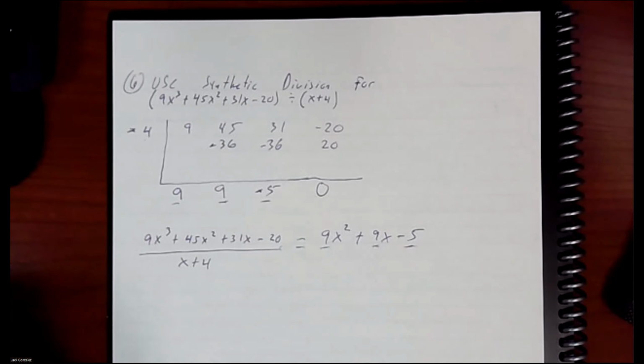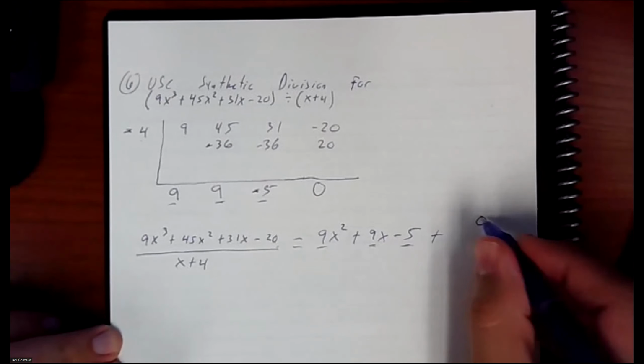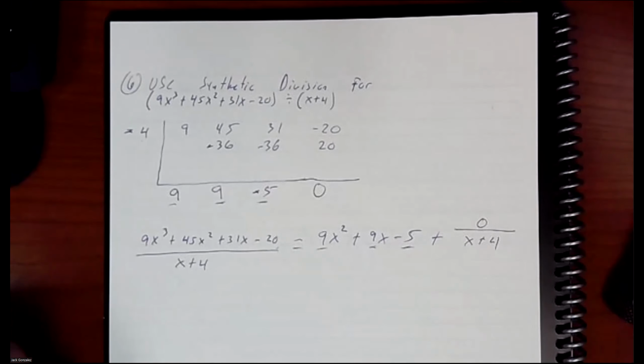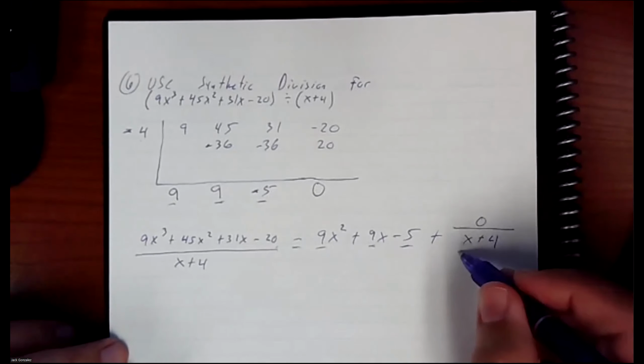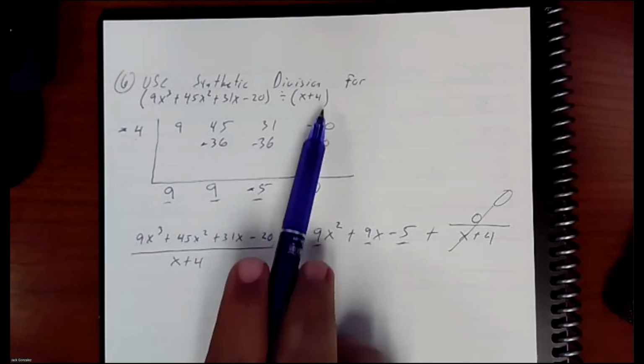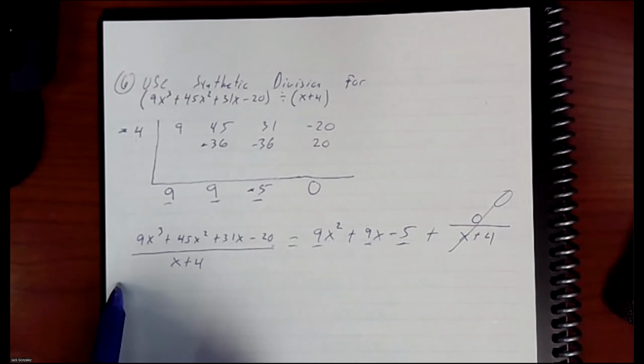So whatever would be in the place of 0 is just the remainder. Right. So if there was a remainder, which technically there is, right? It's a 0. It would be added this way. And it's always going to go over the denominator, so the remainder is over the divisor. Any questions on 6?